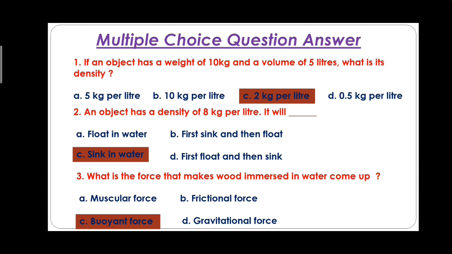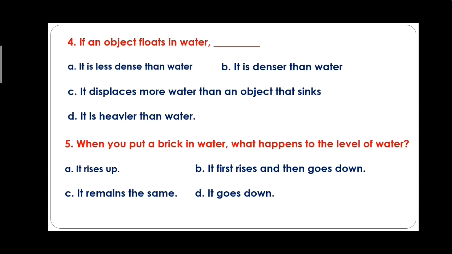Next question. If an object floats in water dash, A, it is less dense than water, B, it is denser than water, C, it displaces more water than an object that sinks, D, it is heavier than water. Right answer is A, it is less dense than water.